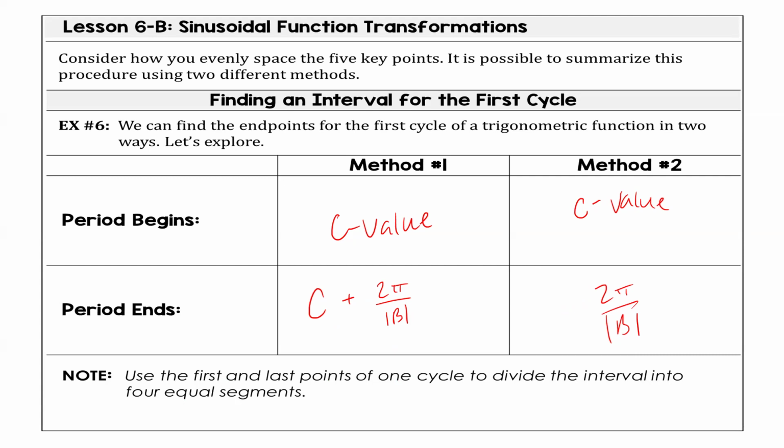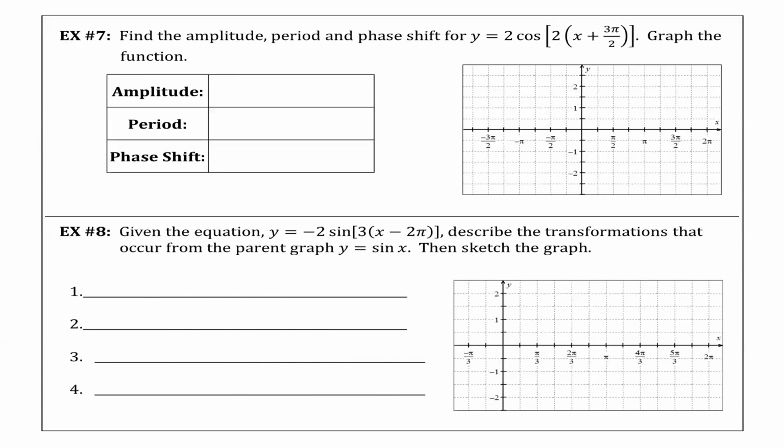Wait, so how do you know whenever to use method 1 and 2? It doesn't matter. Honestly, just stick to A. Well, method 2 is mainly when you're at the origin, so like when your C equals 0. So if C equals 0, then you're only looking at your period to know where it ends. Does that make sense?